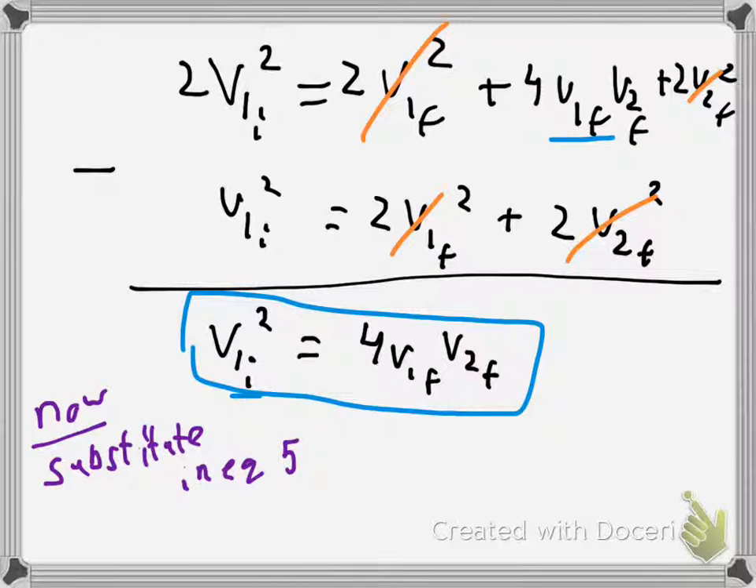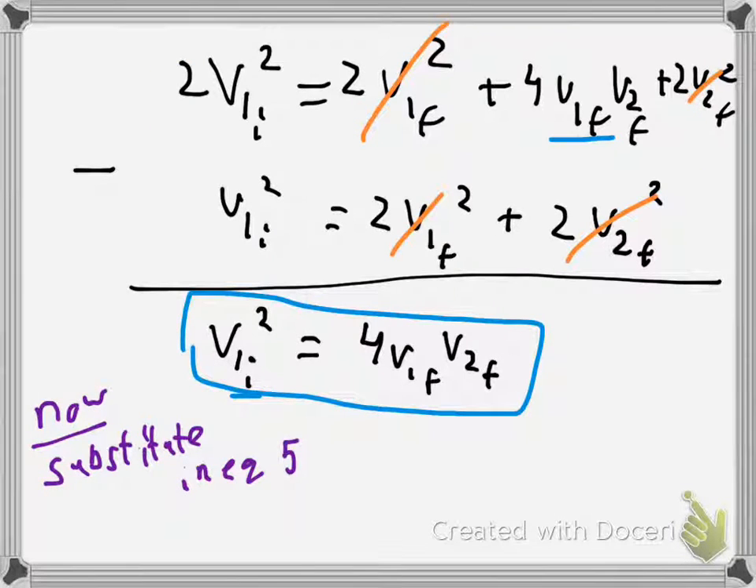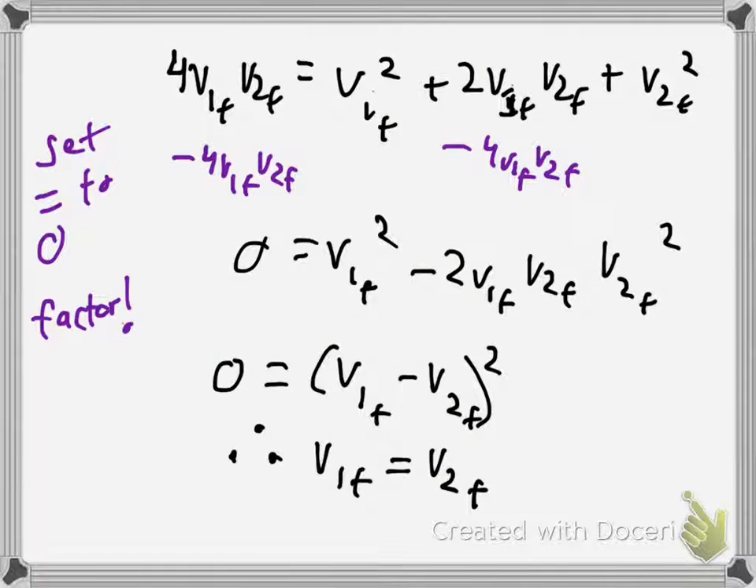I'm not going to try to square root, because I can now substitute this back into equation 5. We're going to substitute it into equation 5 before we multiplied it by 2. We're basically just trying to get rid of this, so then everything else will be in terms of V1F and V2F. Right here, now we have everything in terms of velocity 1F and velocity 2F.